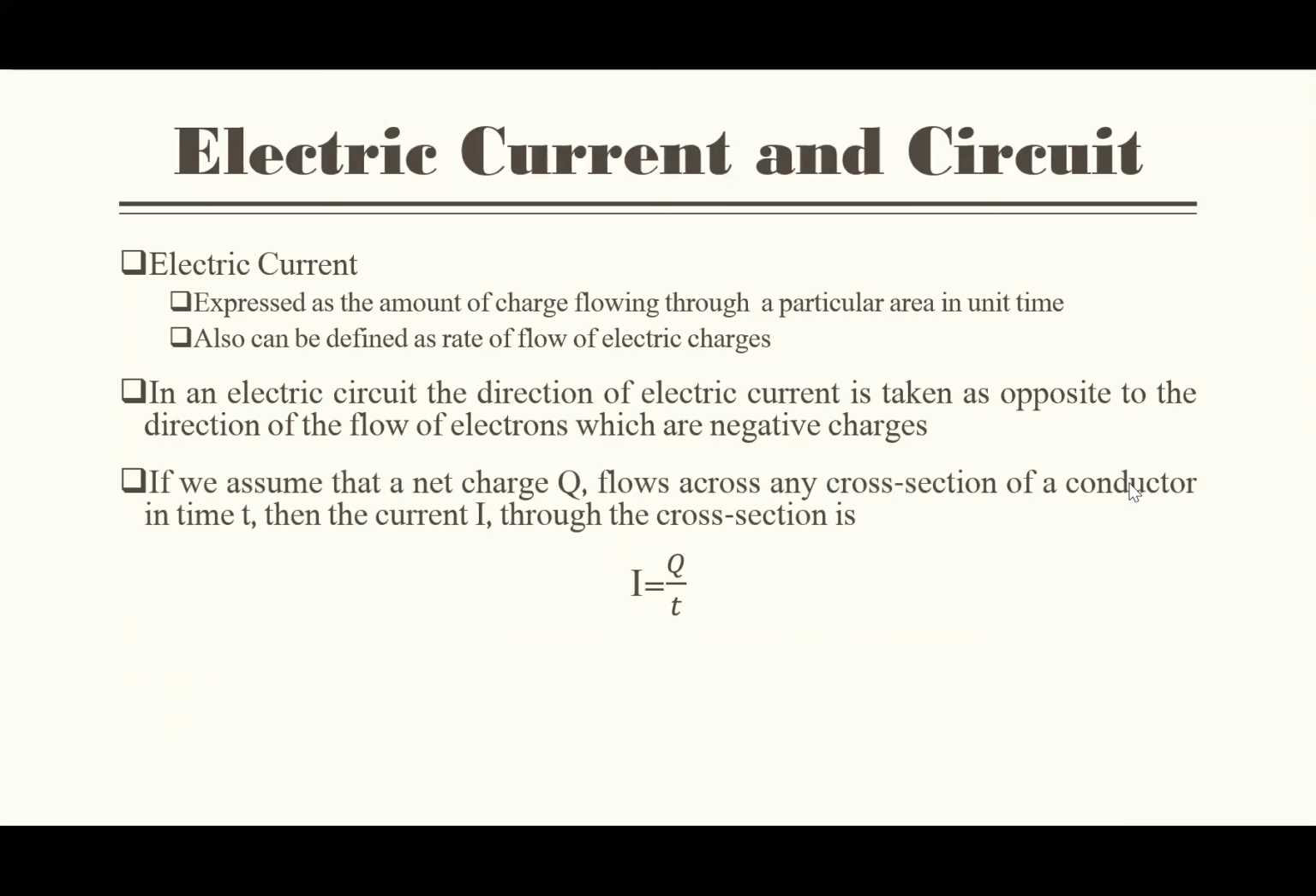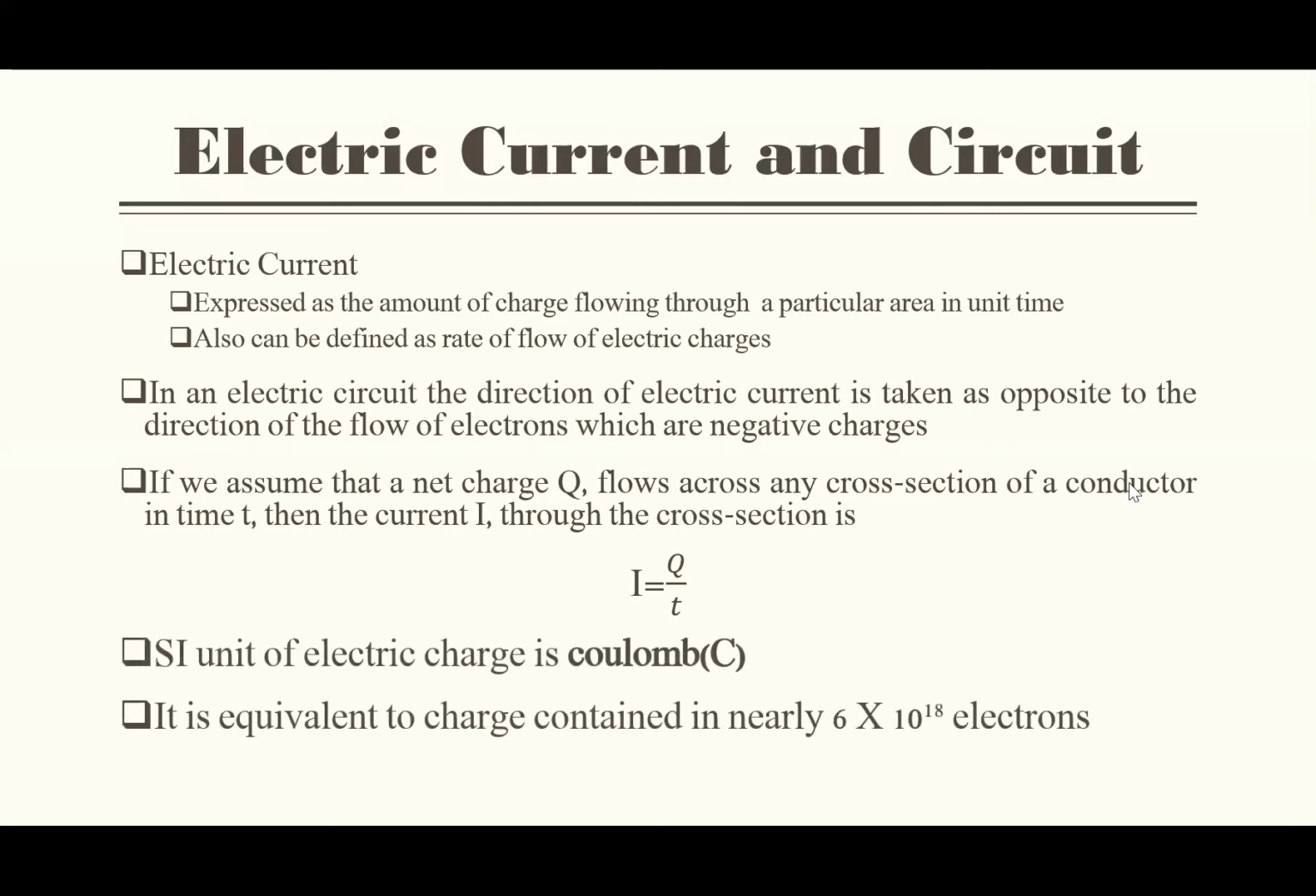And now coming to the equation for I, suppose you have got a net charge Q that flows across any cross section of a conductor in time t. Then you can say that the current I is equal to Q divided by t. And the SI unit of electric charge is coulomb, denoted as capital C. This is equivalent to the charge contained in nearly 6 into 10 power 18 electrons.